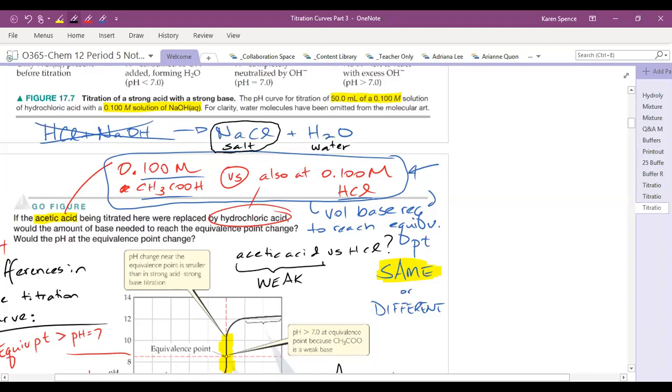Yeah, we have to check for hydrolysis. And so we say, does Na+ hydrolyze? And the answer is no. Does Cl- hydrolyze? And the answer is no. And if there is no hydrolysis, then your pH is going to be 7.